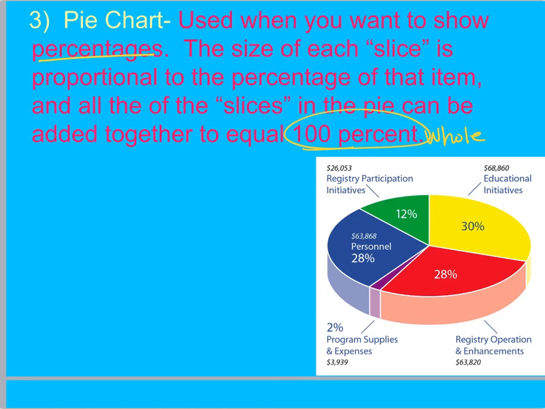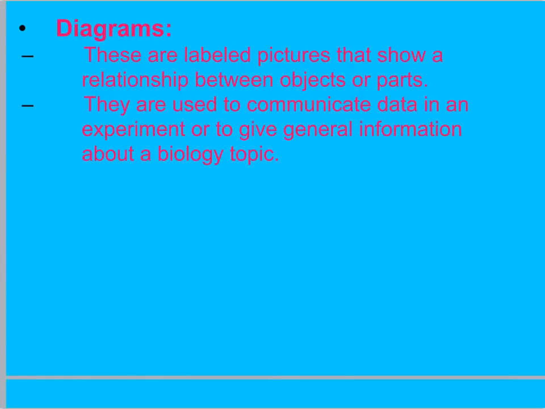If I want to look at the percent of America, for example, then I would use a pie chart, or a percent of plants that grew, something very general like that. A diagram is simply a labeled picture, and it's usually going to show a relationship between objects or parts. So they're used to communicate data in experiments also, or to give just general information. For example, if you see a labeled picture of a cell, that's actually called a diagram.